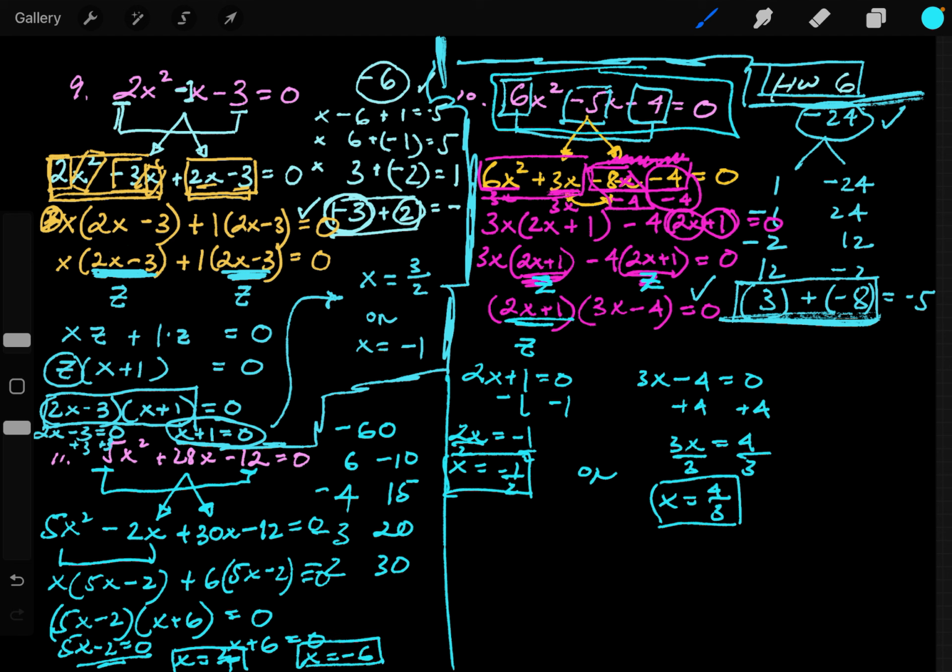This is the AC method. It's also known as the bridge method. Go through this procedure a few times with a few different problems.